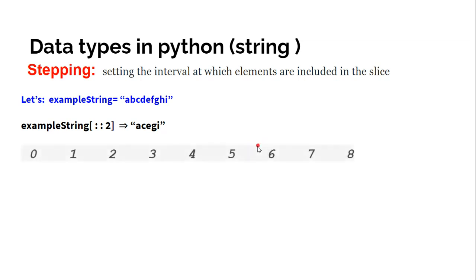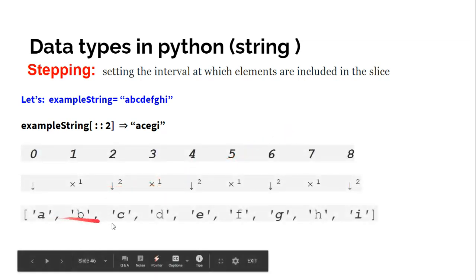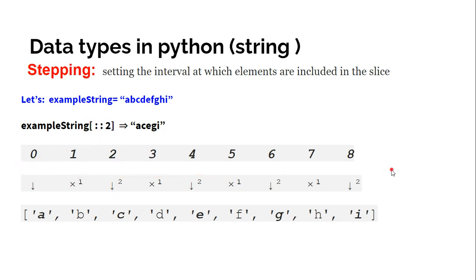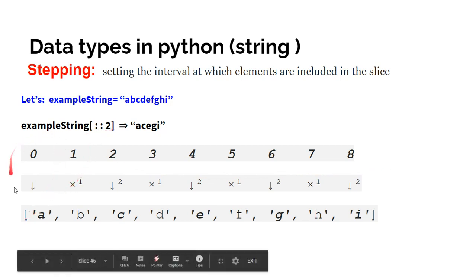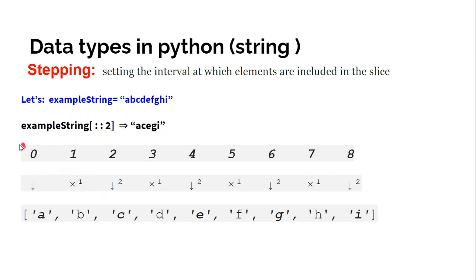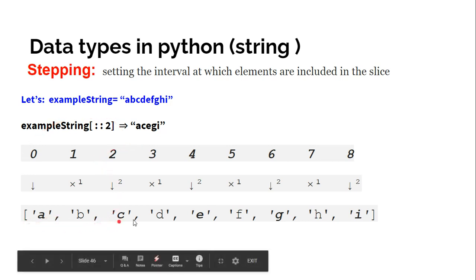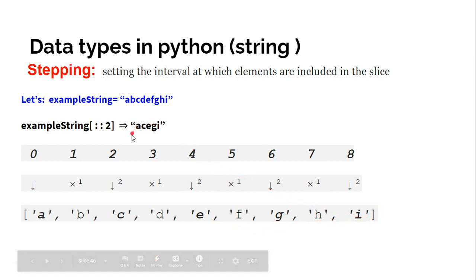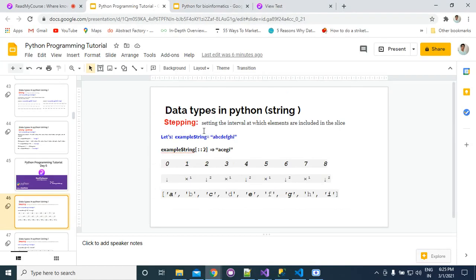Then what will happen in this case? We have this example string ABCDEFGHI, and we are not passing the start and stop value, which means start from 0 and go up to the end, but the step size we are passing as 2. First it will take the 0 index, and then it will skip the next index and take the second index. So after A you will have C, then you will have E, then G, then I. So you will get ACEGI. Okay, is this clear, everyone?